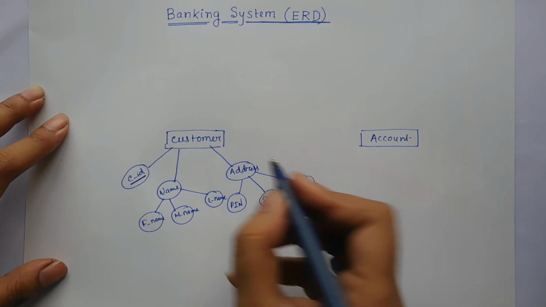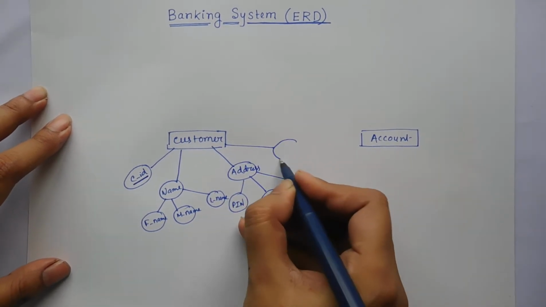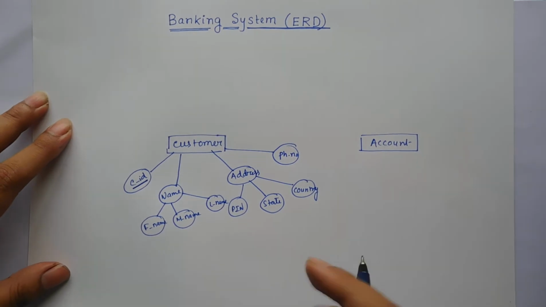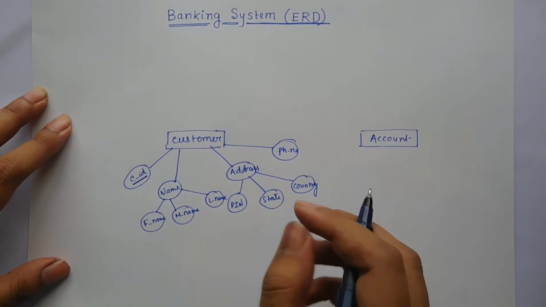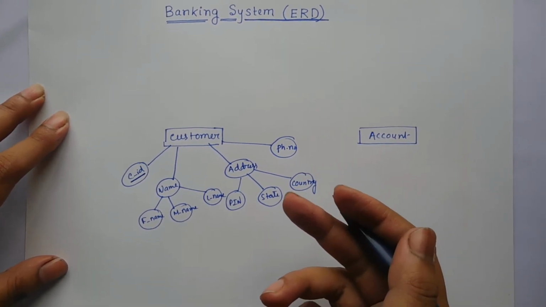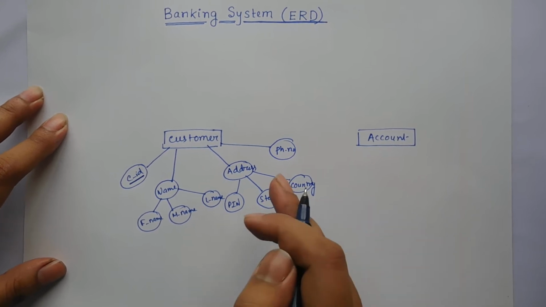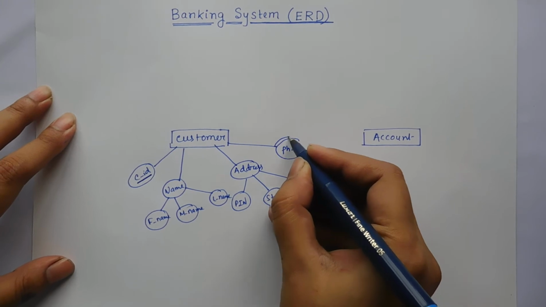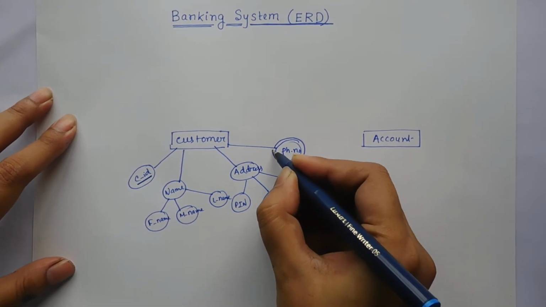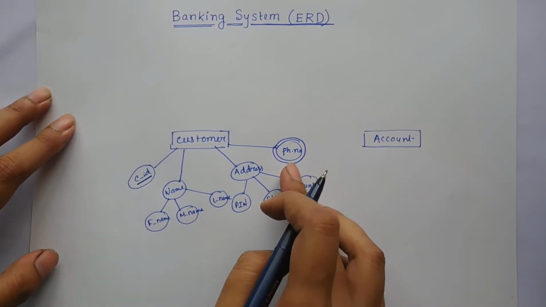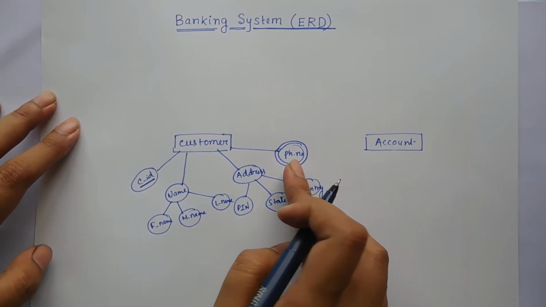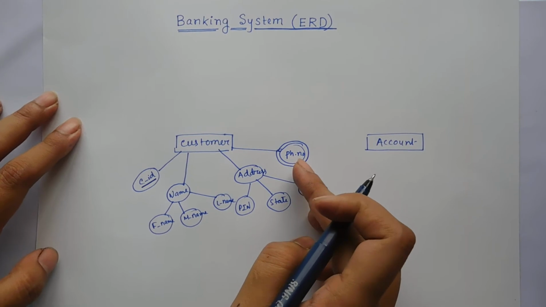Now next, suppose it is phone number. Now a customer may have more than one phone number, obviously. So phone number is a multi-valued attribute, and we represent a multi-valued attribute in a double ellipse. This is a multi-valued attribute. That means multiple values can be associated with this attribute.